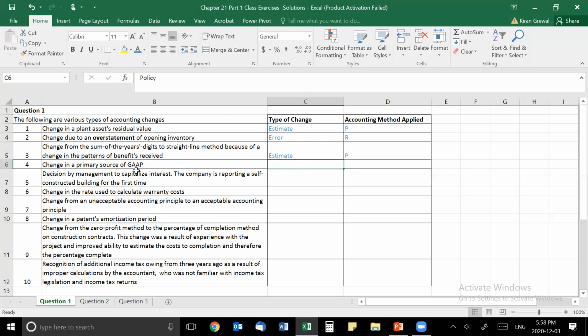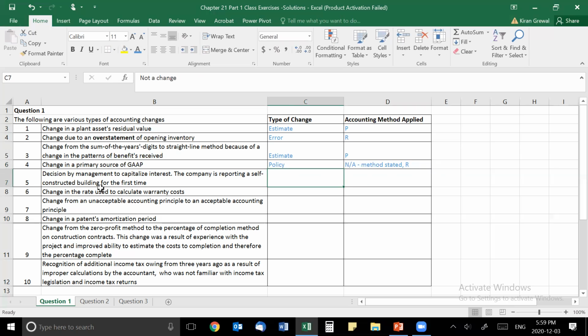Change in a primary source of GAAP. So something in the rules has changed. So this looks like it would be a mandatory change, so it would be a policy change. Policy changes are dealt with by the method stated. So whatever the method stated is, if there's no method stated, then you would do it retrospectively. So first check what the standards say of how to account for it.